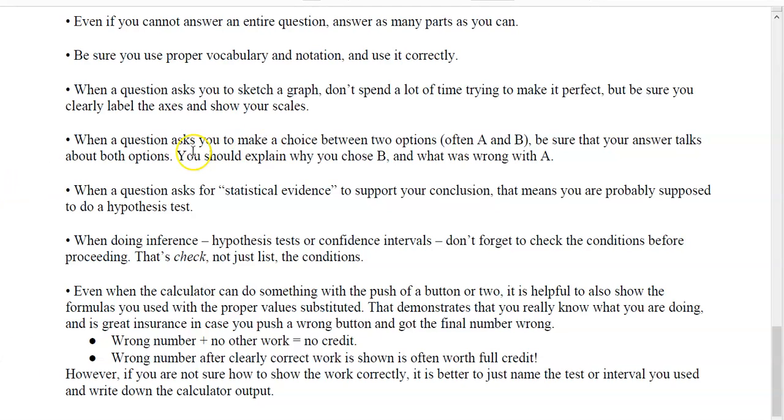This is also important. If a question asks you to make a choice between two options, often option A and option B on the AP exam, make sure that you talk about both options. If you choose A, for example, say why you chose A and why you did not choose B. Don't just talk about one of the two options, talk about both of them.